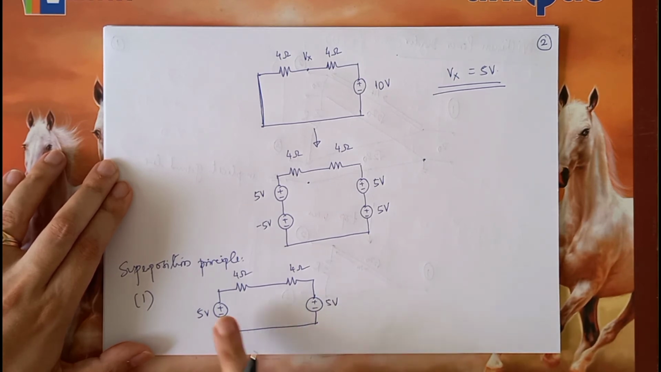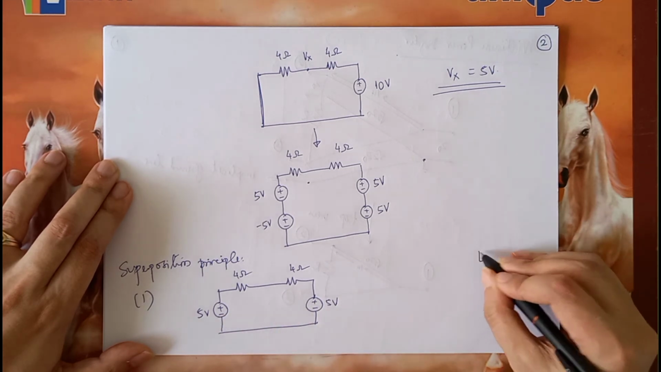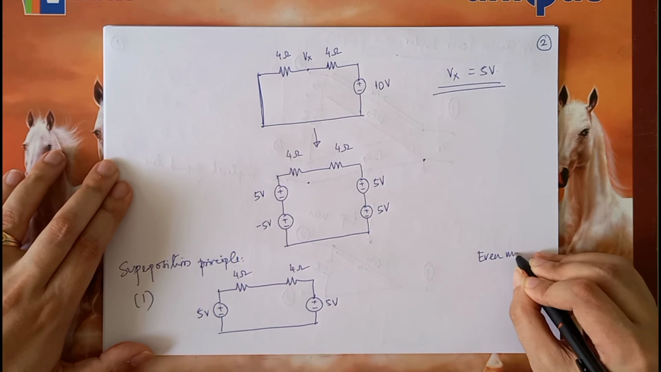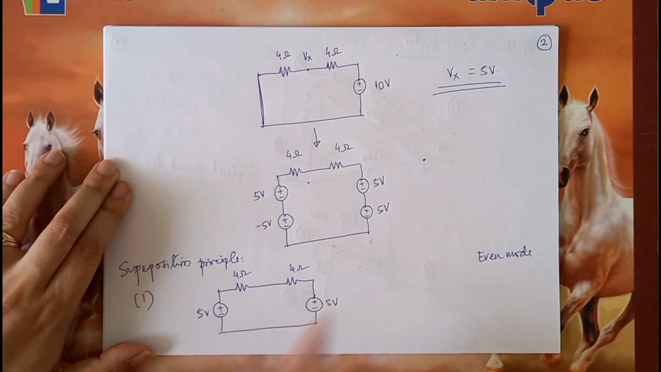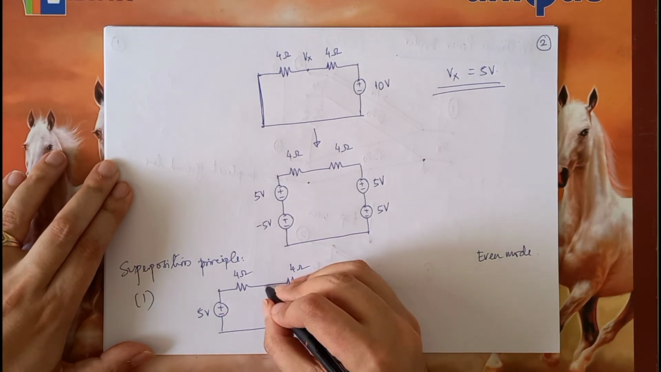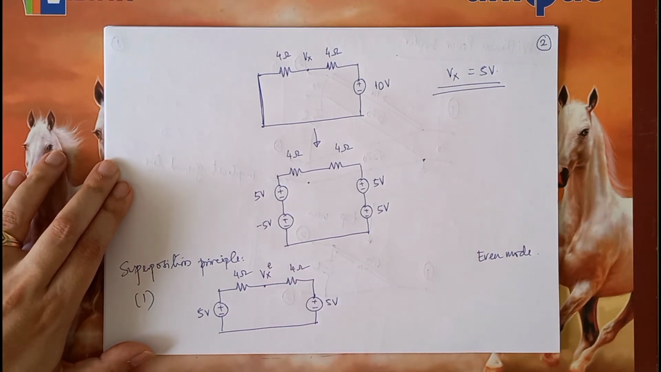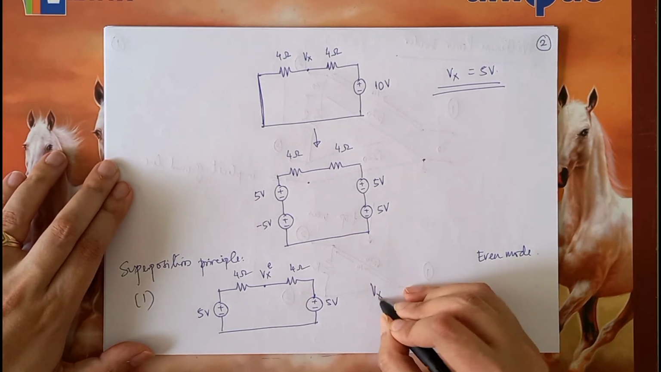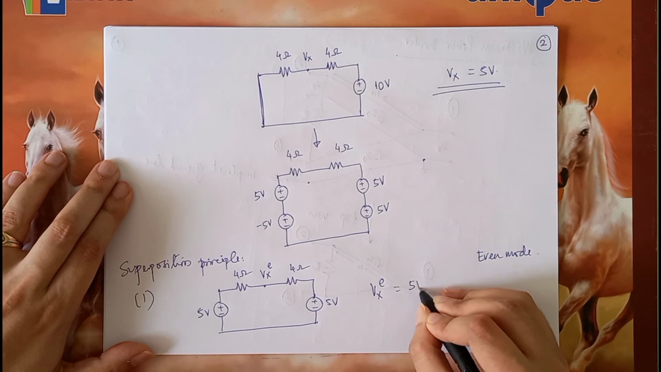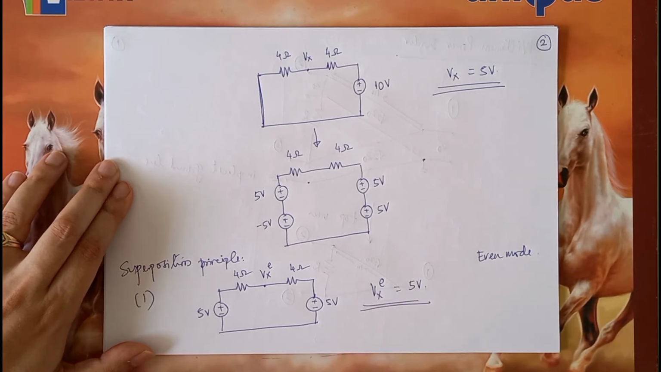So the case where I am considering two exact same voltage sources is called the even mode. Why? Because they are of the same polarity. Let us call this voltage Vxe, that is Vx in the even mode. I can very quickly analyze and say that Vx in the even mode is equal to 5 volts. I can very easily say that.